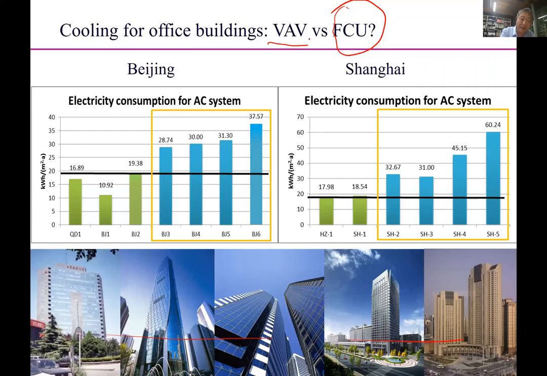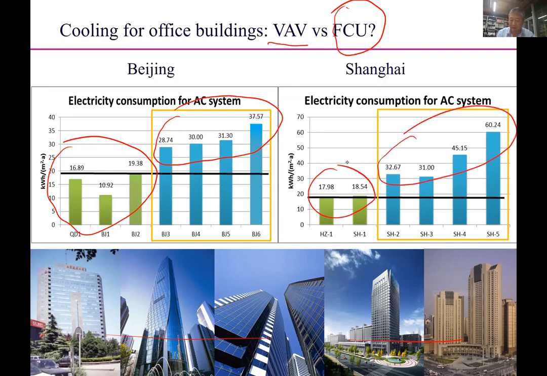In Beijing, for instance, the fan coil unit uses around 15 kilowatt hours per square meter annually, but the fully centralized VAV system uses more than 30 kilowatt hours. It's quite a big difference. Then in Shanghai, the fan coil is similar, but the VAV system is much higher. Why? Then we come to the US.